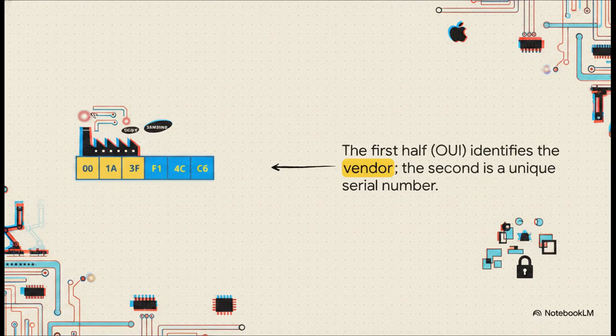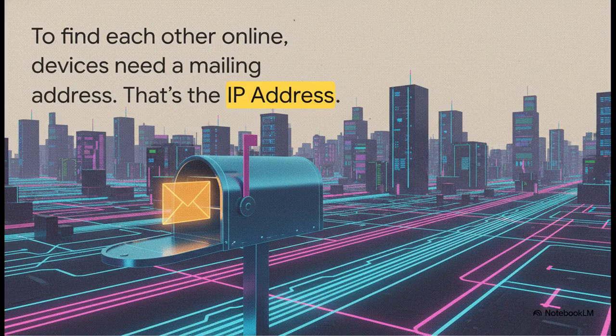The first 24 bits, that's called the Organizational Unique Identifier, or OUI. That part tells you who made the device. Is it an Apple product, a Dell, a Samsung? The second half is just a unique serial number that the company itself assigned. So with one address, you know both the maker and the specific device. Pretty smart, right?